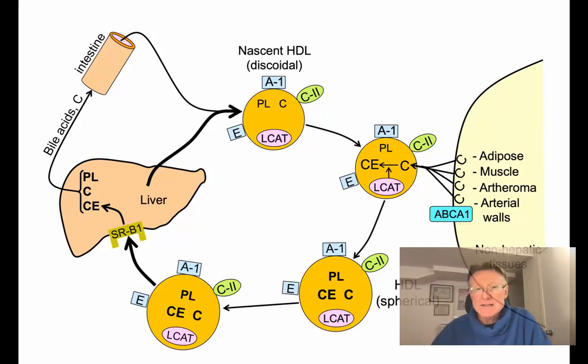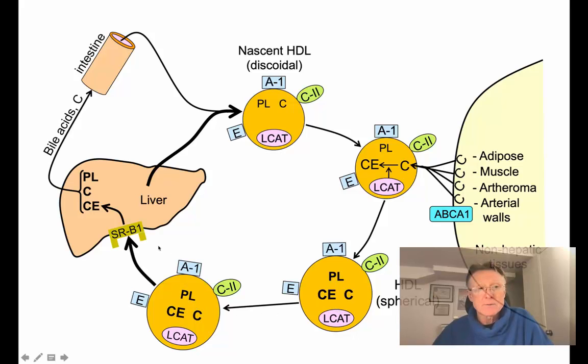Now, this particle, instead of discoidal, becomes spherical. Why is that? It grows in size because now it becomes rich in cholesterol esters, free cholesterol, and the same phospholipids that were there before. But it gained all that from peripheral tissues, became a bigger particle, more spherical in shape, and it can travel to the liver.